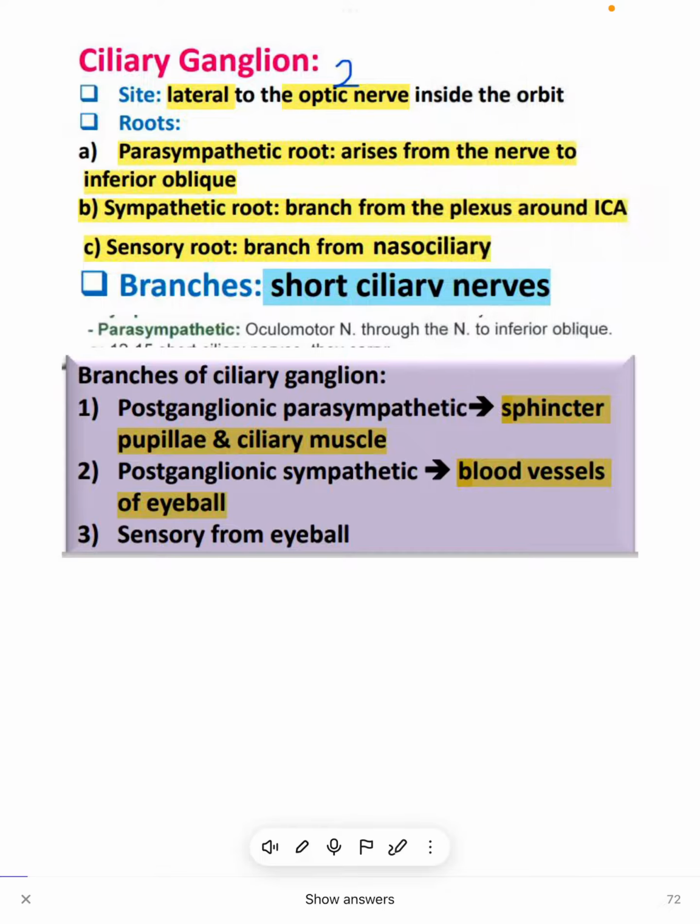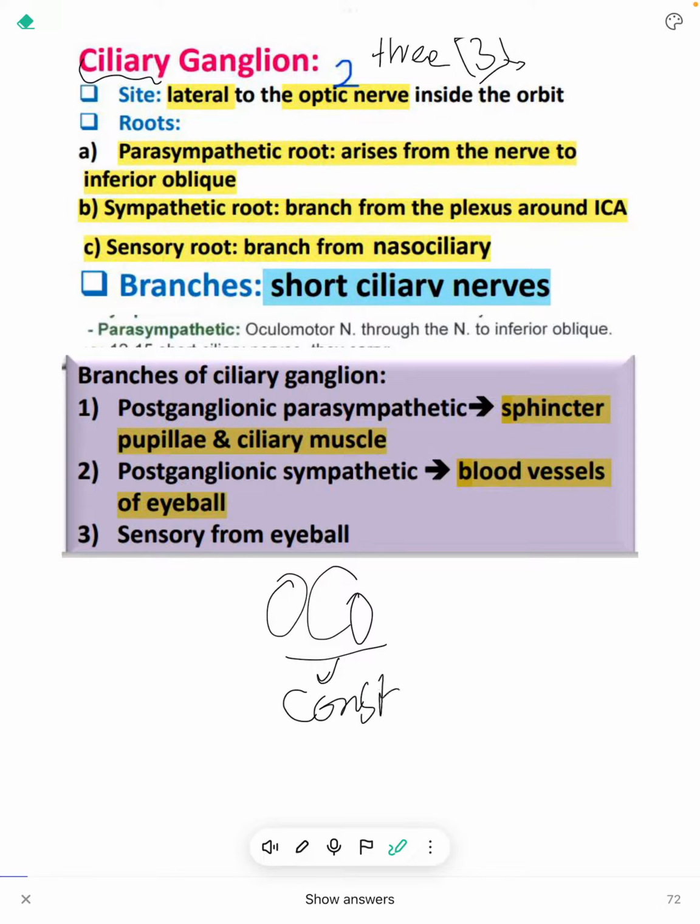So today we are talking about the ciliary ganglia. Ciliary is associated with the number 3, the third cranial nerve, which is the oculomotor nerve. Oculomotor and ciliary look like the same word in terms of constriction. The function of the oculomotor nerve is constriction.